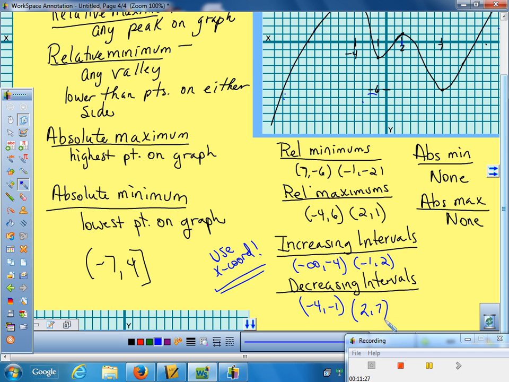Okay, and then last but not least, I'm at 7. I'm going upward forever, but my x coordinates are going from 7 to where? 7 to infinity. That is a really easy concept, but I always have people start trying to tell me the y coordinates, how high or low it is. It's just dividing the x-axis into sections.